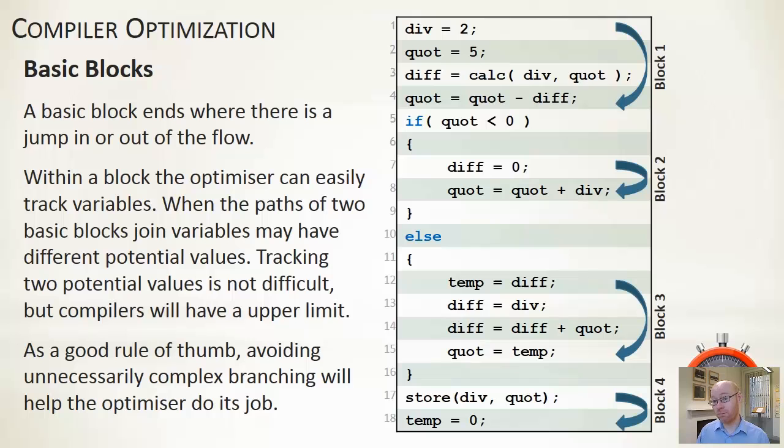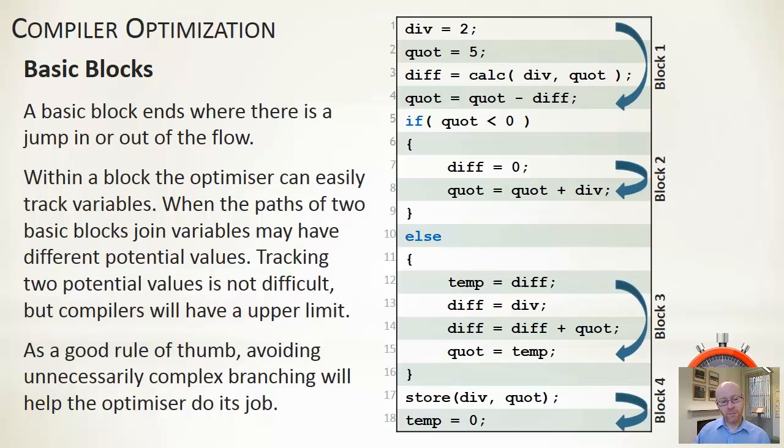So, for example, it might be able to work out from line 2 to line 4 that we have a redundant calculation at line 2, that div is assigned a value of 2 and doesn't change within that particular block. So it knows after block 1, div's always going to have a value of 2, and things along those particular lines.